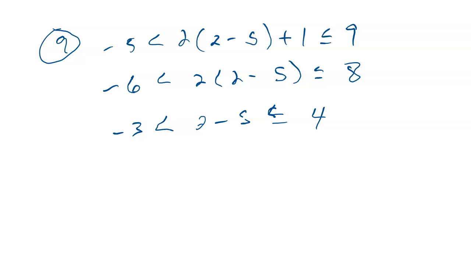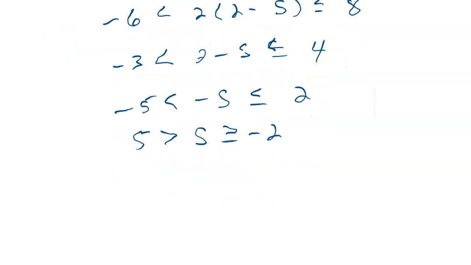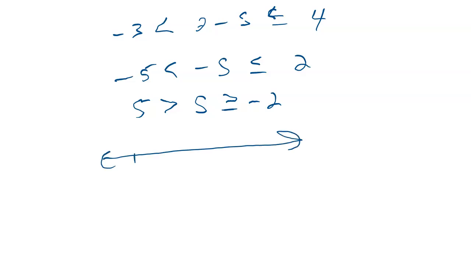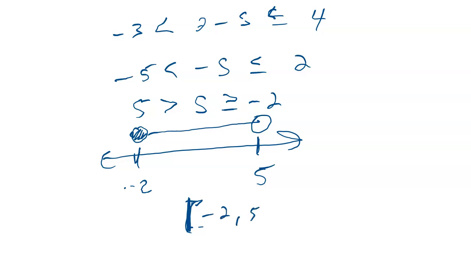Perfect. Subtract 2 from everything. -5 is less than -s, which is less than or equal to 2. I feel like I'm messing up. Double check. No, we're good. Divide everything by -1, so I get 5 is greater than s, which is greater than or equal to -2. What is that on the number line? Well, s has to be greater than -2 and at the same time less than 5. So if I had to guess, it's going to look like that. No big deal. On interval notation, this is -2 to 5.